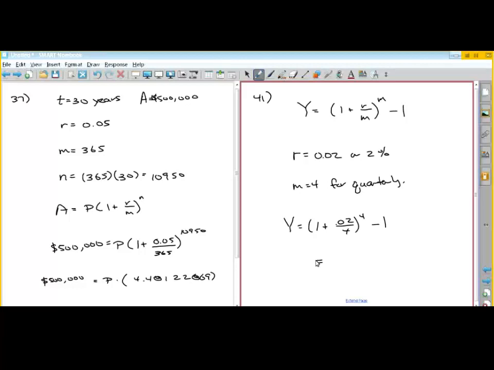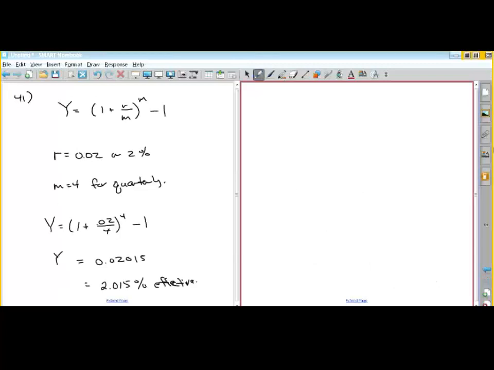So you take 0.02 divided by 4. That's 0.005. You add 1, 1.005, raise to the 4th power, and you subtract 1. So what we get is 0.02015. That's the effective rate in decimal form. If we just move the decimal point 2 places, we get 2.015% effective. And is that the right answer? 2.015. Yep.